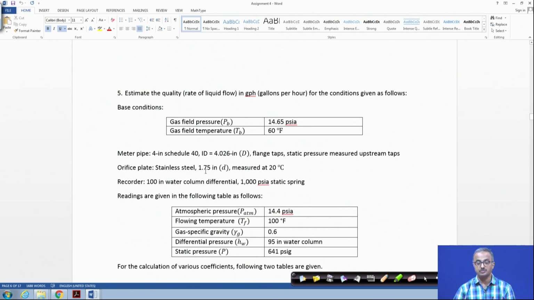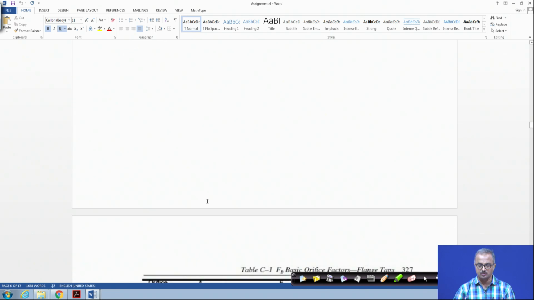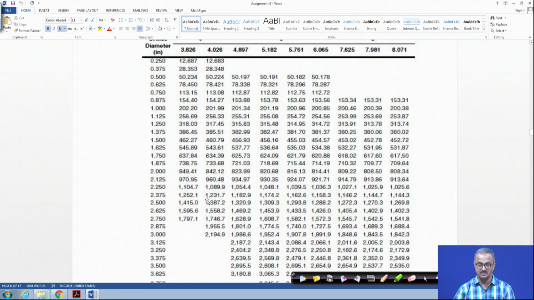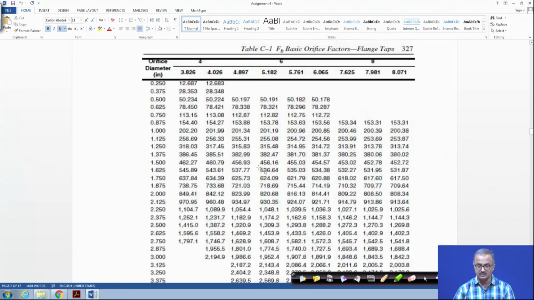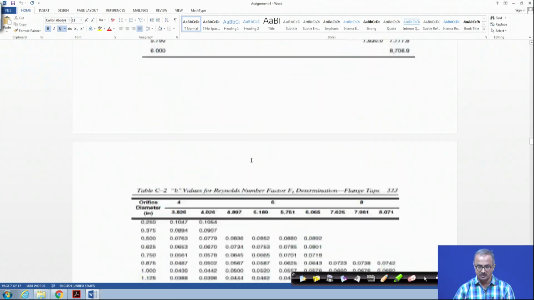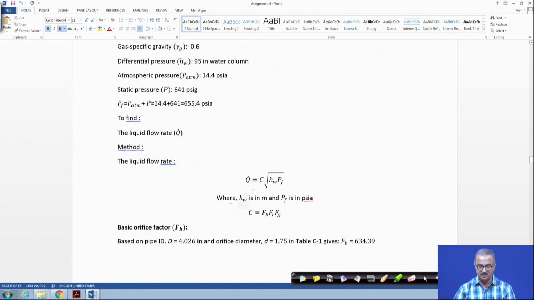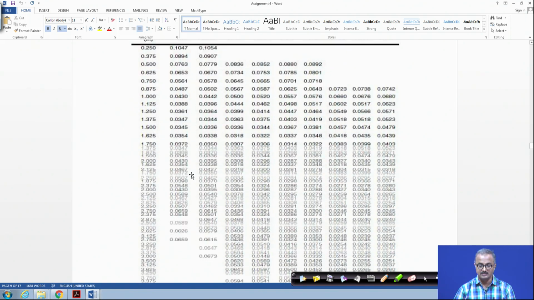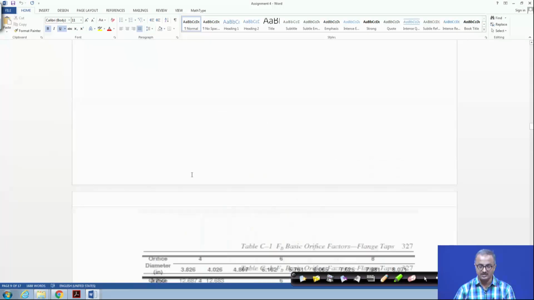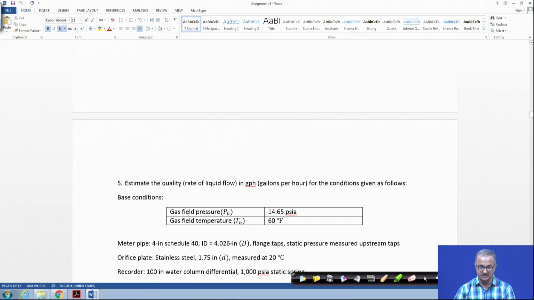And then the next question was on the quality determination. Quality means how much liquid or how much vapor is present in a two-phase mixture. In this case also you have to go back to your lecture notes, where some tables and some formulas were given. Using the appropriate formula, you can find out the value asked in this question: estimate quality in GPH, that is gallons per hour.